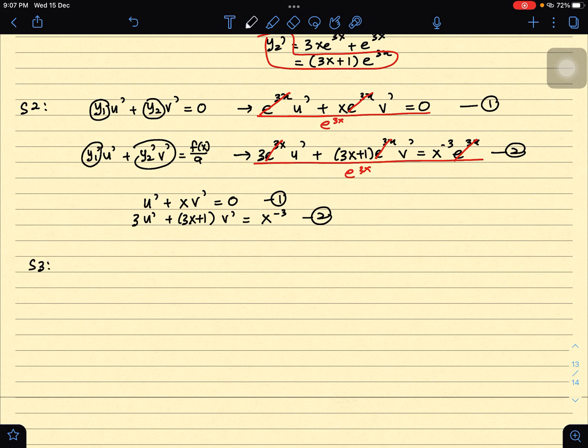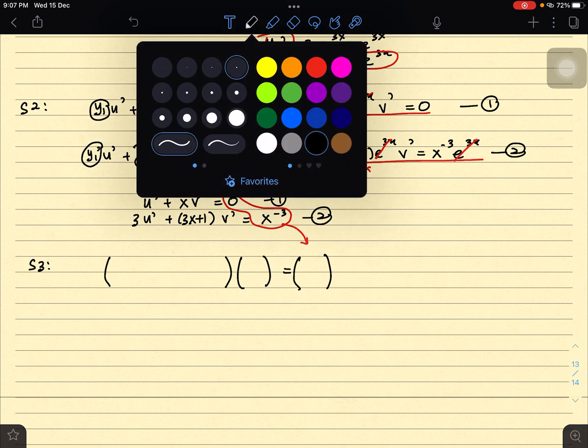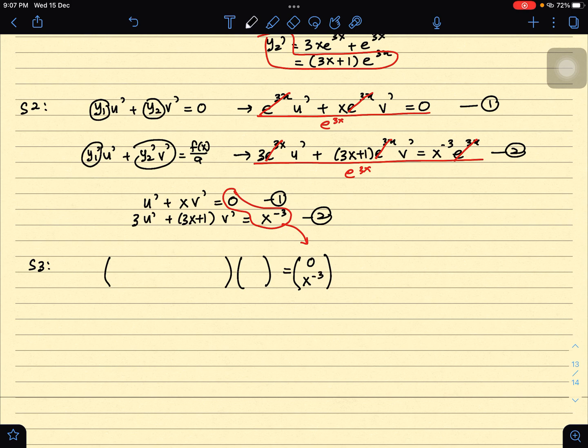Step number 3 adalah kita kena transform dia menjadi bentuk matrix. Okay, matrix 2 kali 2, di mana yang sebelah kanan ni awak tulis yang sebelah kanan lah. Okay, so you have your 0 and x negative 3. Sini you have your u prime and v prime. Okay, so yang dekat 2 kali 2 matrix ni adalah coefficient 1, 3, x dan 3x plus 1. So you just write 1, 3, x dan 3x plus 1. Okay, settle step number 3.